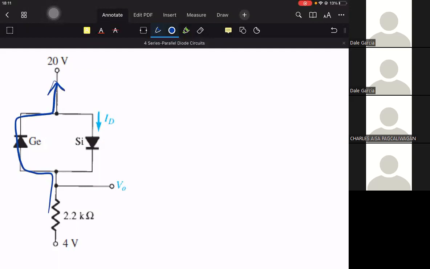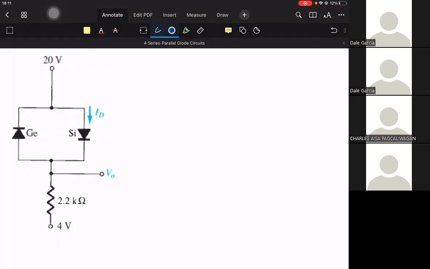Reverse bias naman si silicon. So the opposite is also true. If si germanium ang reverse bias and si silicon ang forward bias, current will flow in this direction. Basta kay isa lang gid ang forward bias, ang isa reverse. Pero current will flow sa tanan parts ng circuit.